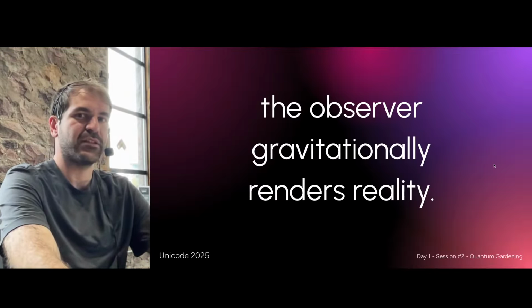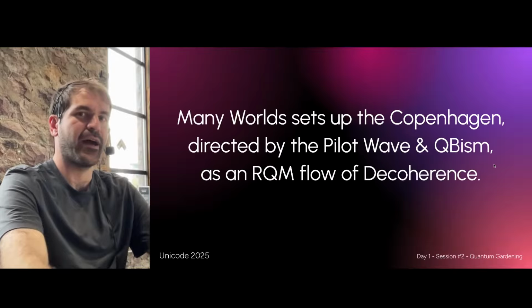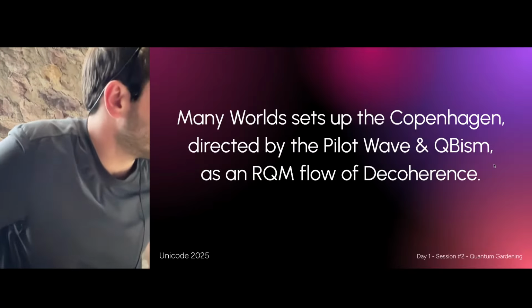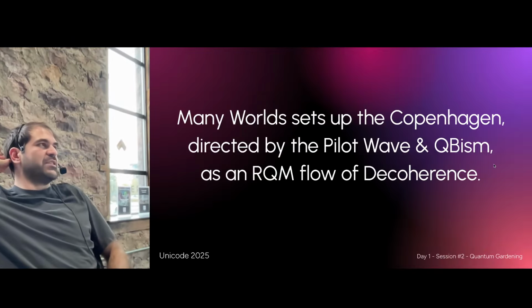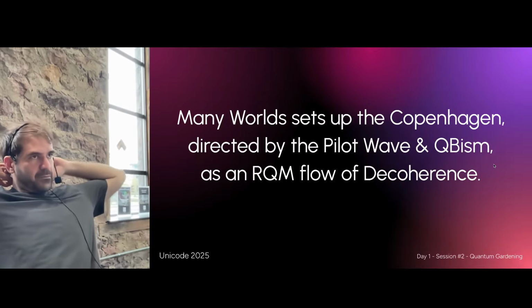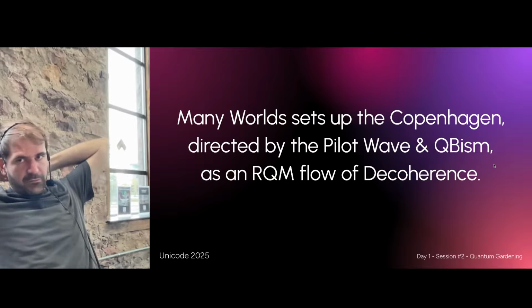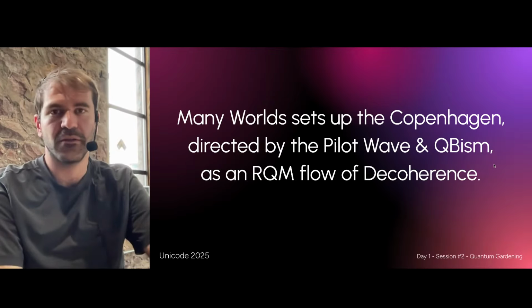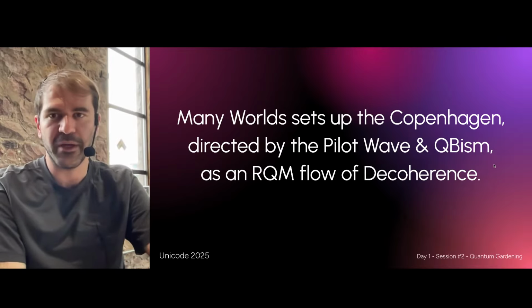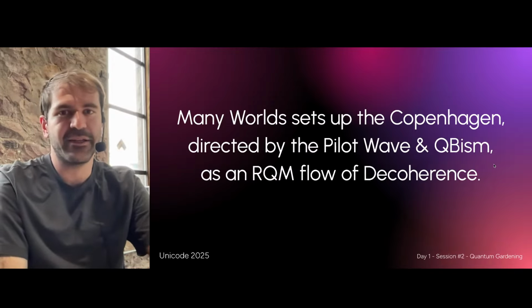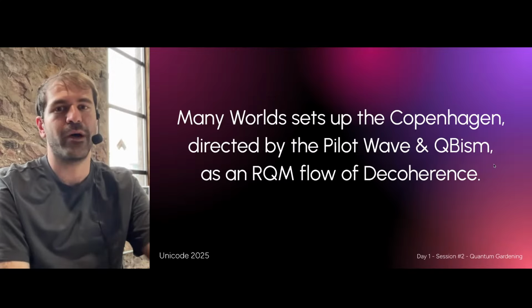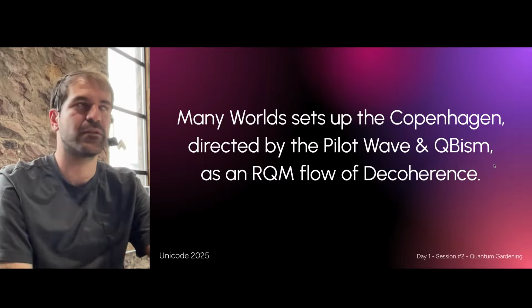So we got to this: the observer gravitationally renders reality. This is a really good way to connect all of the interpretations in a single sentence. So many worlds sets up the Copenhagen, directed by the pilot wave and cubism, as an RQM flow of decoherence.